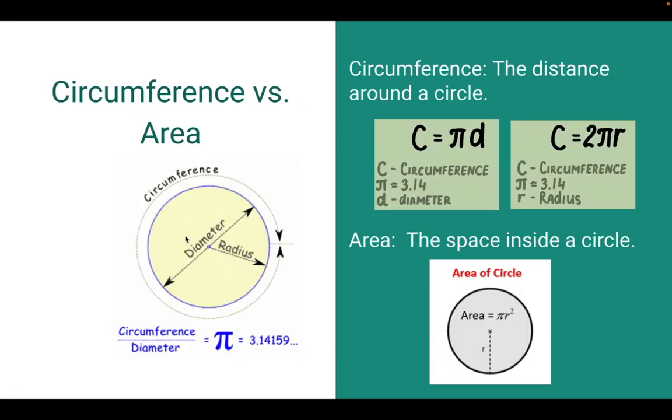And if you remember, circumference is all the way around a circle. Diameter goes from one side to the other through the center point, and radius is from the center to the outside. And if you take the circumference divided by the diameter, you get pi, which is 3.14159. It's an irrational number that keeps going forever, but that's going to be used a lot. Here are some formulas. You'll want to make sure that you understand the formulas, know what they're talking about. And then area is the space inside the circle, and there's a formula for that too. So we'll get into those in more detail and how that works.